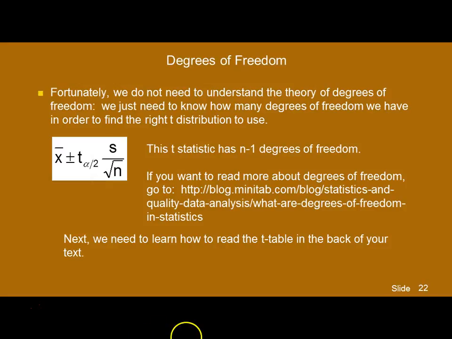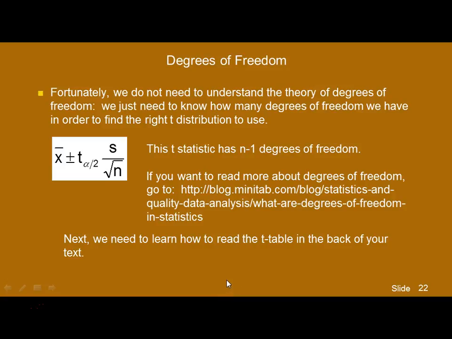Fortunately, as I said before, we really don't have to understand the theory behind degrees of freedom. We just need to know how many degrees of freedom there are in any given statistic we use. And as I've already told you, the first formula we're getting here with the t-distribution has n-1 degrees of freedom. If you want to read some more about degrees of freedom, and kind of a cute little website to go to, I've given you a web address here that you can take a look at.